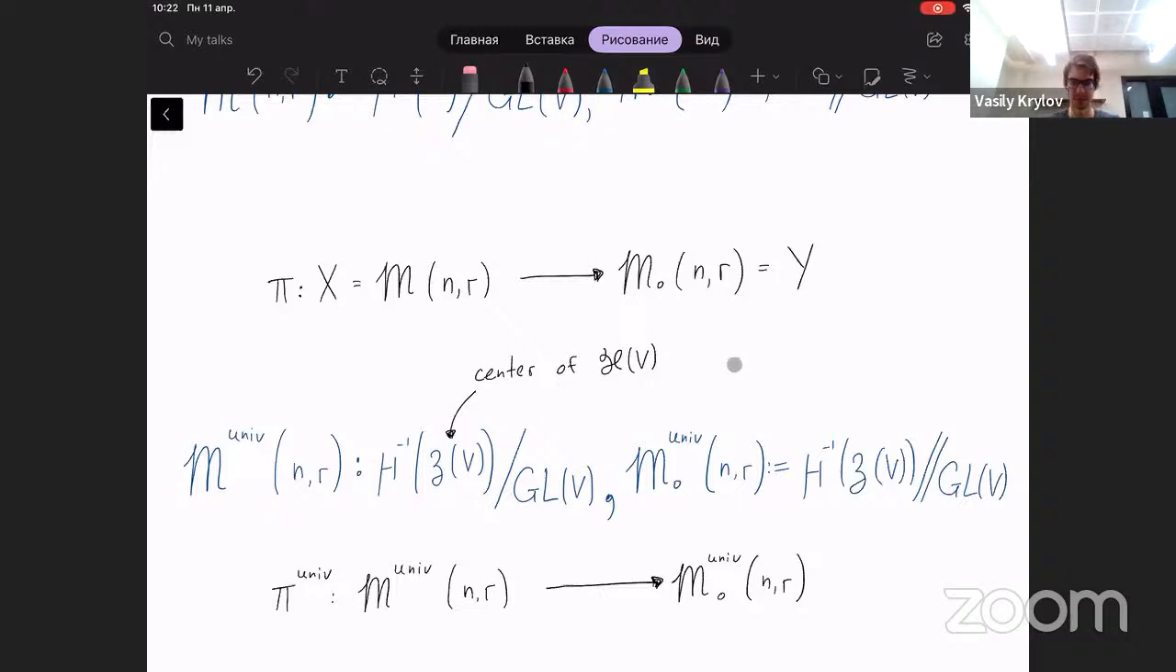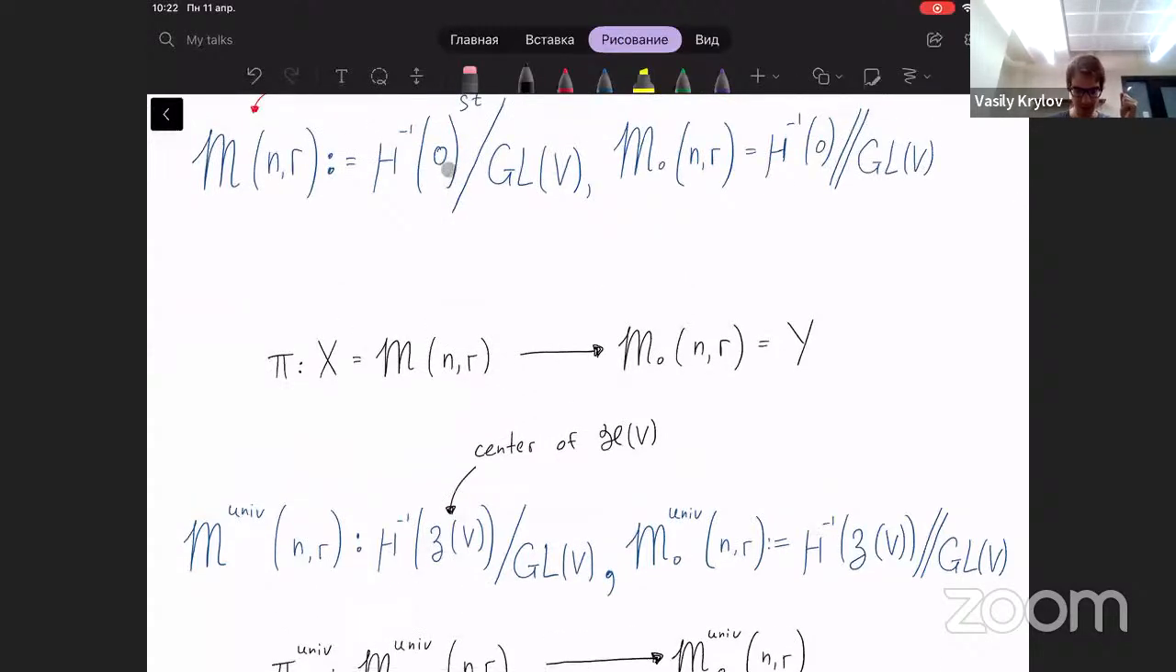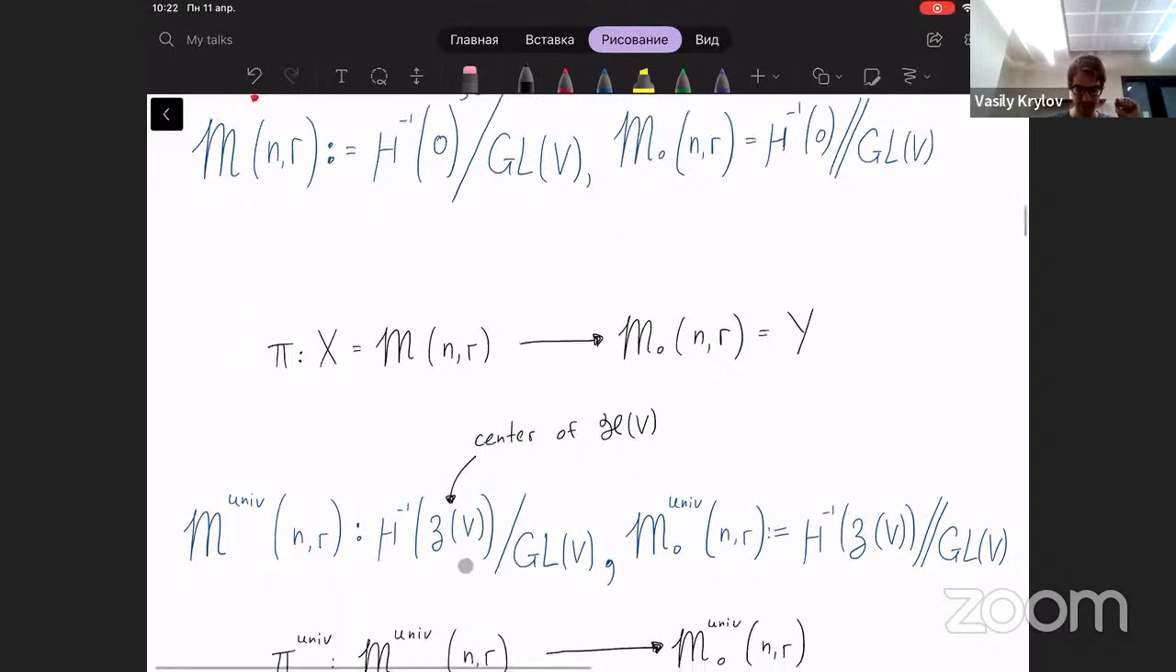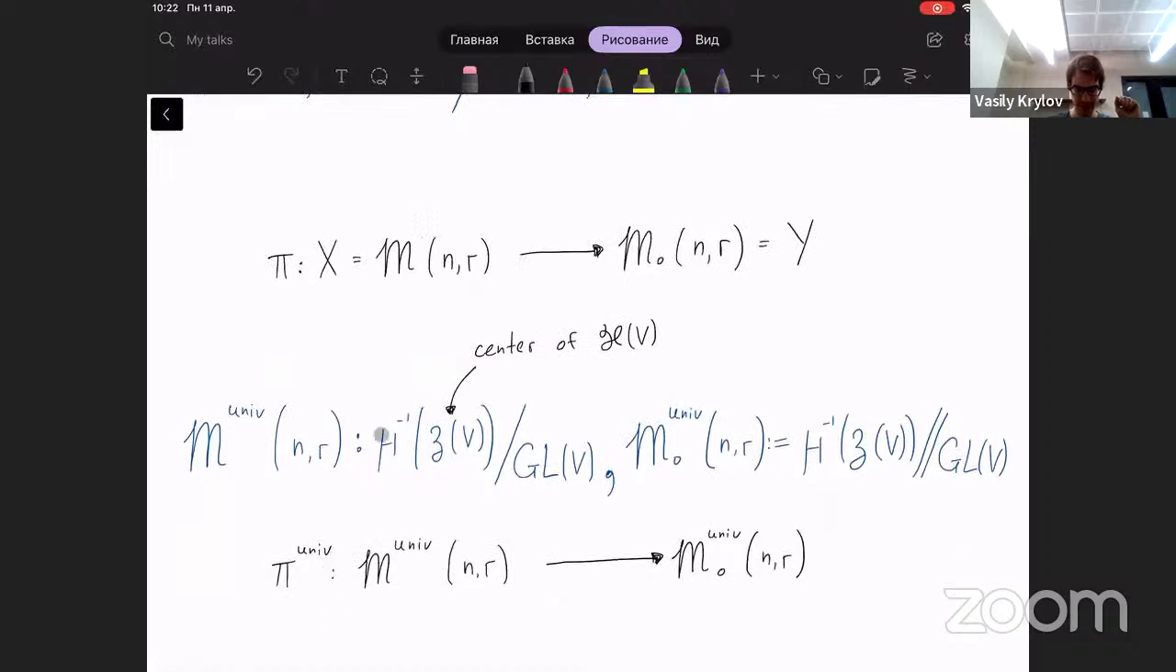Okay, so returning to our picture, we have these guys, and we can also consider certain deformations of them, which are defined as follows. Now we're taking the pre-image with respect to mu, not of 0, but of the center of the gl(V). Since it commutes with all of gl(V), everything works fine. So these are just certain one-parametric deformations of our original spaces, which will be important for us later.